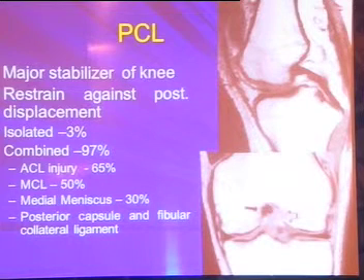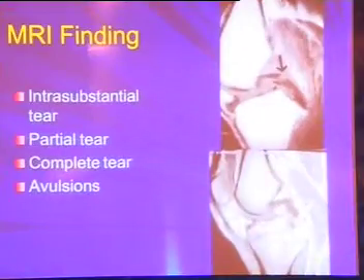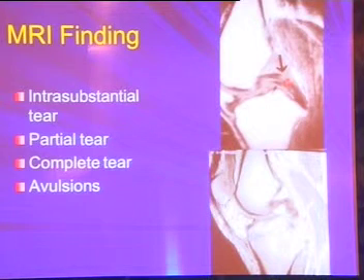Now the ACL appears like a black structure, and that is its normal trajectory. So if you see any white thing within it, that means there is discontinuity of the ligament, or you can have avulsion from the tibial side or femoral side.